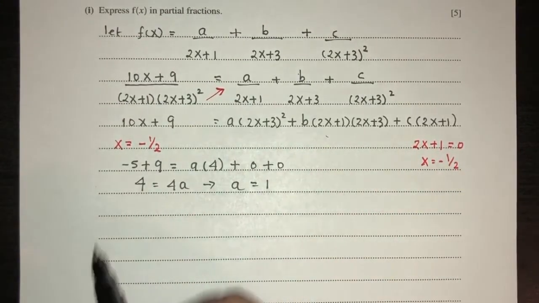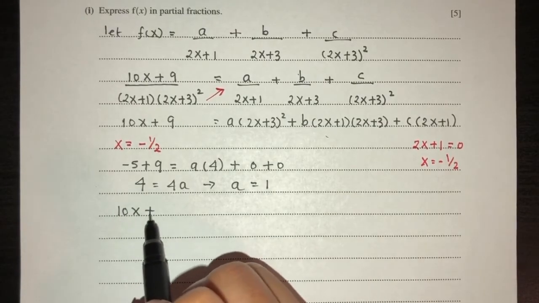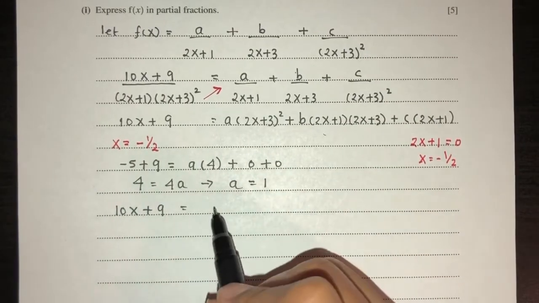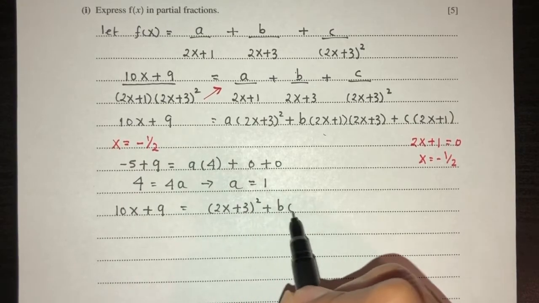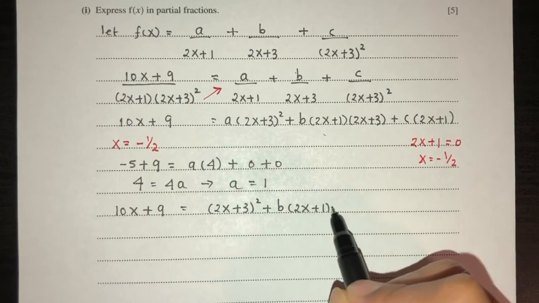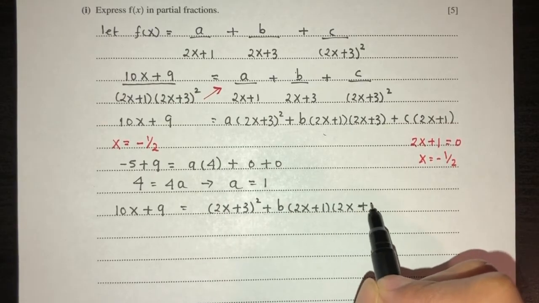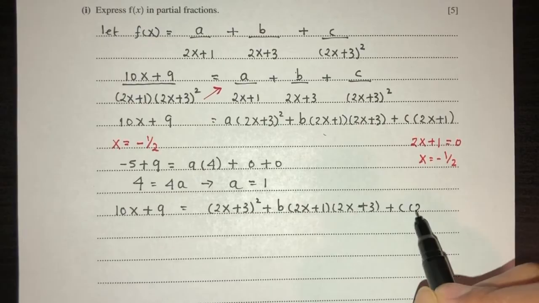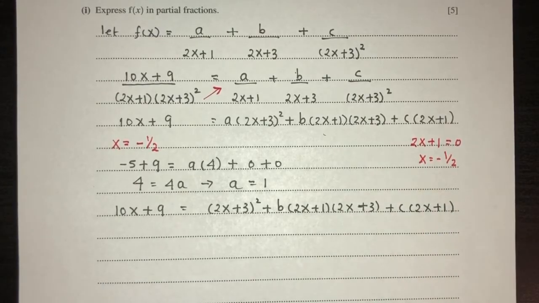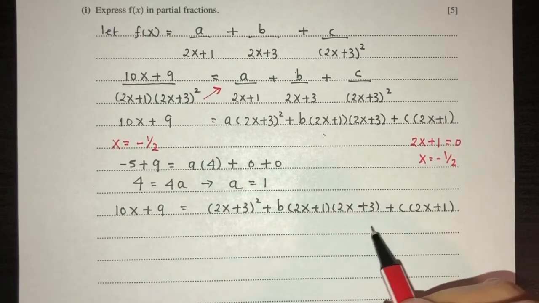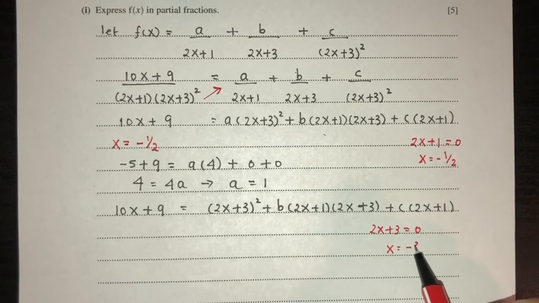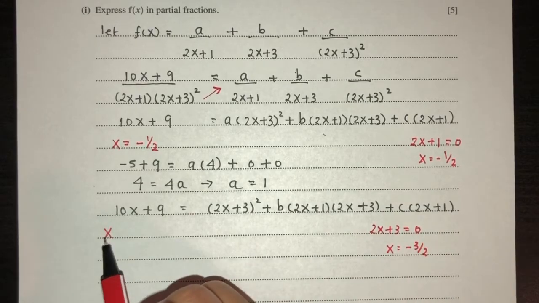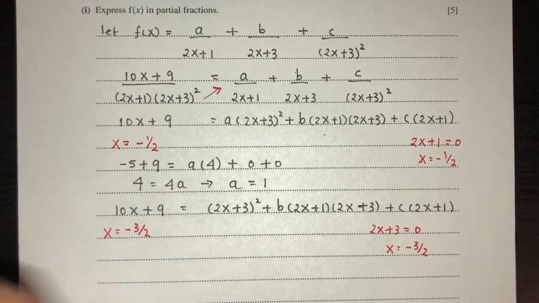Now we can replace that back in your equation. We have 10x plus 9 equal to 2x plus 3 square plus b times 2x plus 1 times 2x plus 3 plus c times 2x plus 1. Now let's say I want to eliminate everything else except c. I will have to equate this one to 0. So 2x plus 3 equal to 0. x will be minus 3 over 2. So we take the value of x equal to minus 3 over 2.